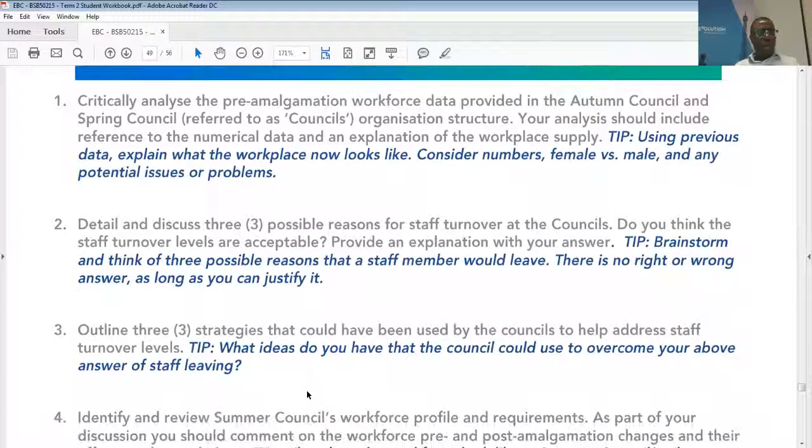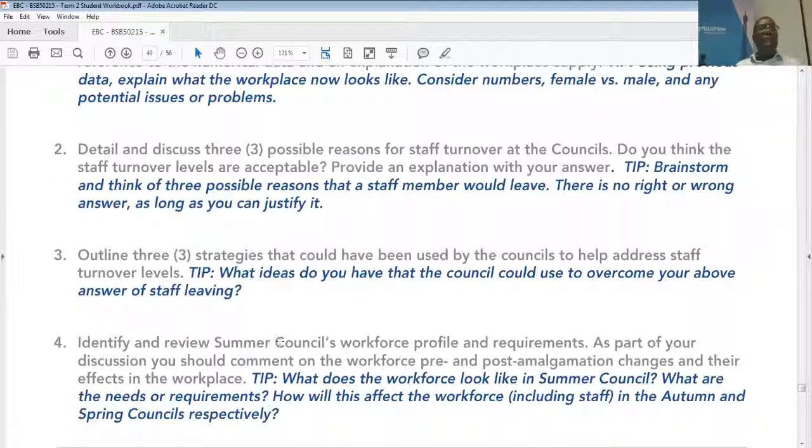And right, so let's go to number three. Outline three strategies that could have been used by the council to help address staff turnover. What do they say? What are the three things the council could have done to stop people leaving the jobs, to stop people leaving the council, to stop people moving away? And look at it this way. What are the things they could have done to keep people in their jobs?